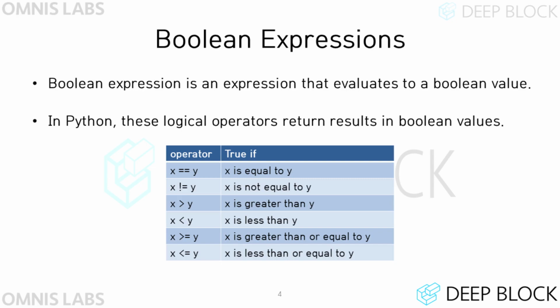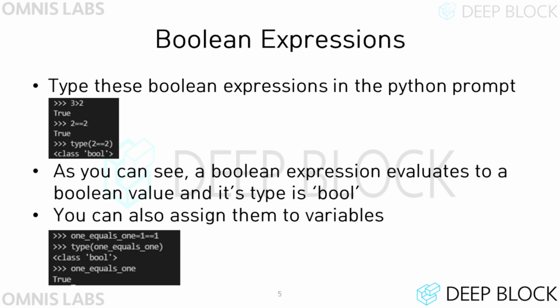The first operator returns True if x is greater than y, and returns False otherwise. The second operator returns True if x is less than y. The third operator returns True if x is greater than or equal to y and returns False otherwise. The last operator evaluates to True when x is less than or equal to y and evaluates to False otherwise.